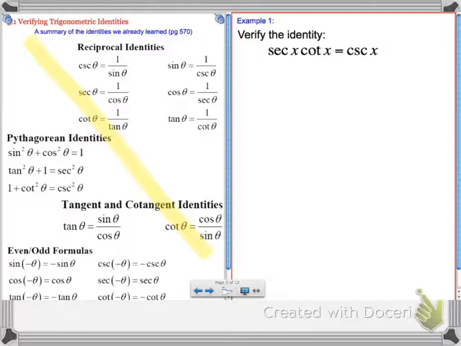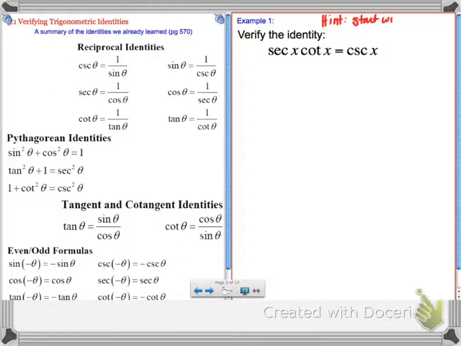Now this section over here are all of your different identities that you will not have to have memorized, but you want to become very familiar with because they lend themselves to all of these verifying identities. We're going to use them to simplify, we're going to use them to solve equations. So the better you are with these, the more likely you are to succeed in this chapter. So now let's take a look at our first hint.